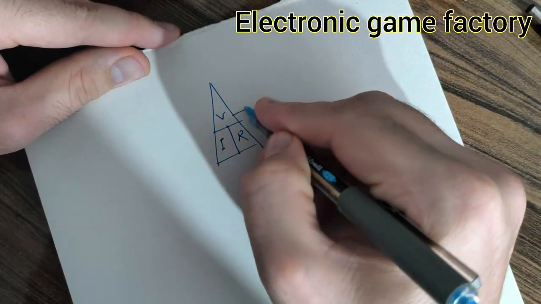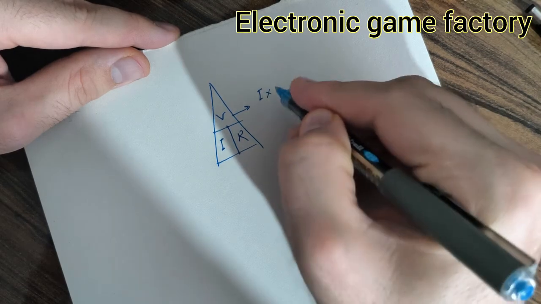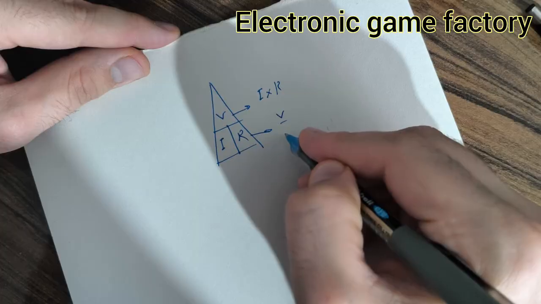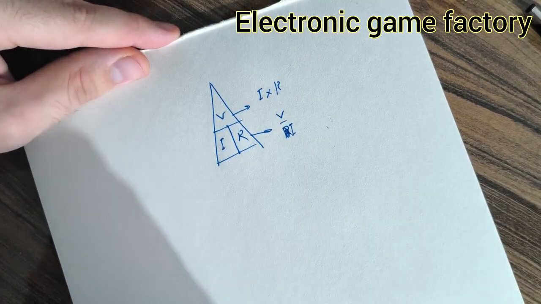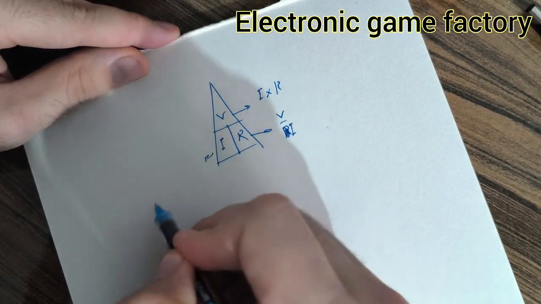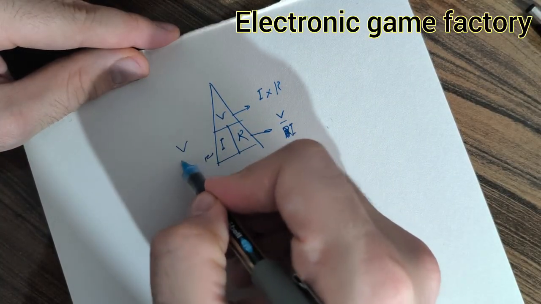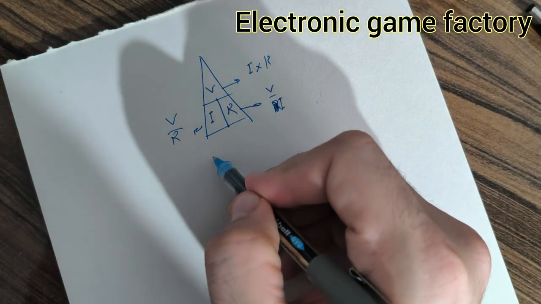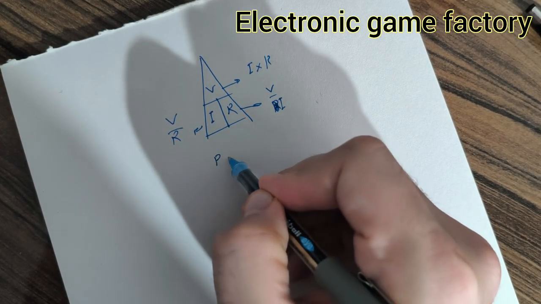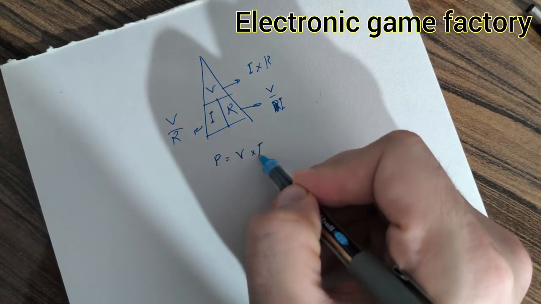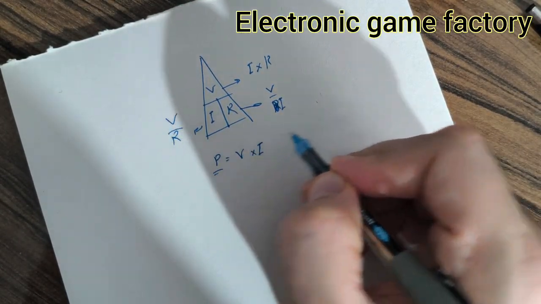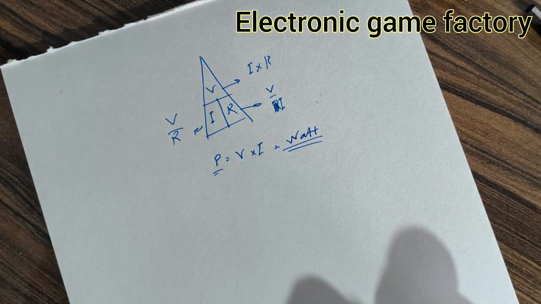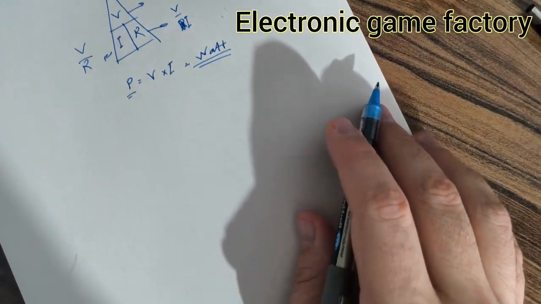So in this way, if you want the voltage, you can multiply I with R, or if you need R, you can divide V on I. Another one is the electrical current, which can be V divided by R. Another one is the watt formula, power, which is V times I, meaning 1 joule per second, and the unit is watt.